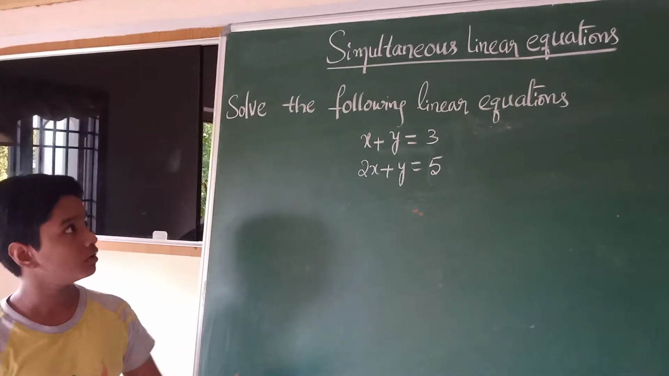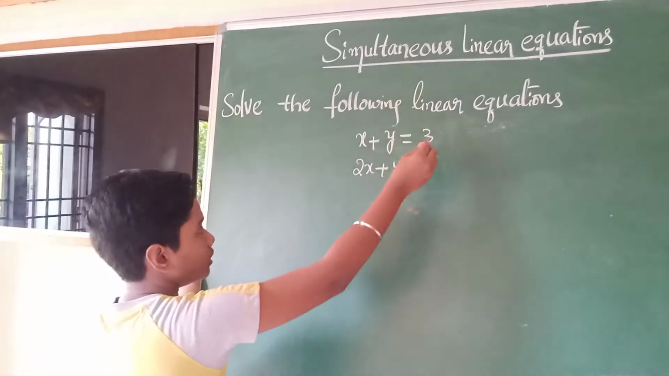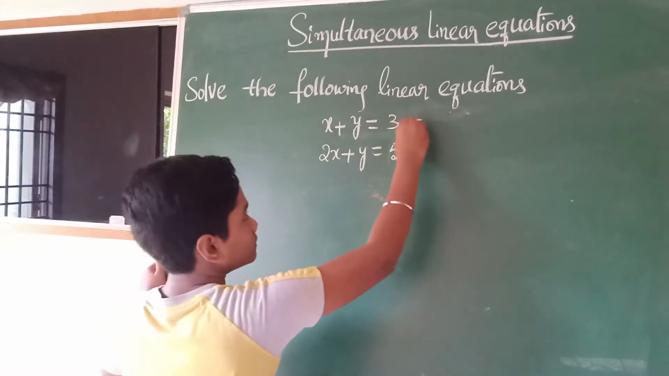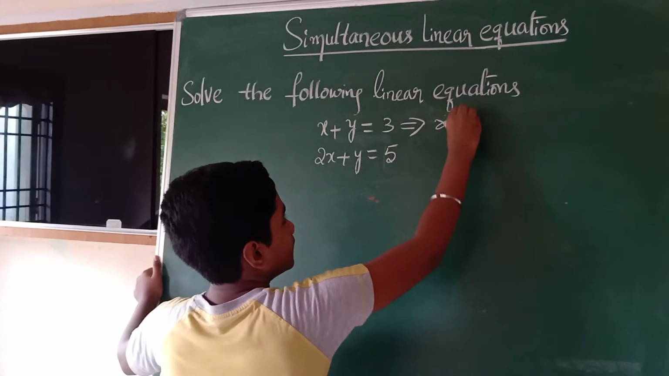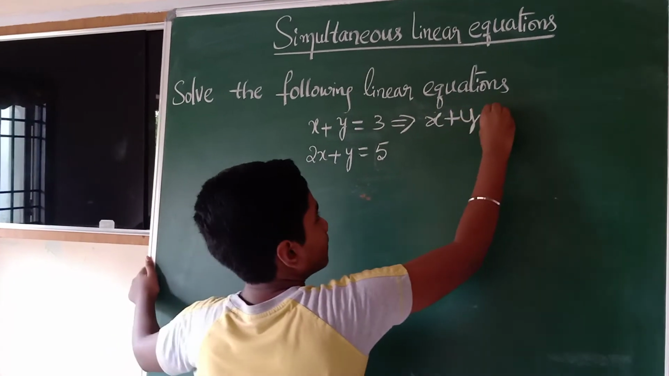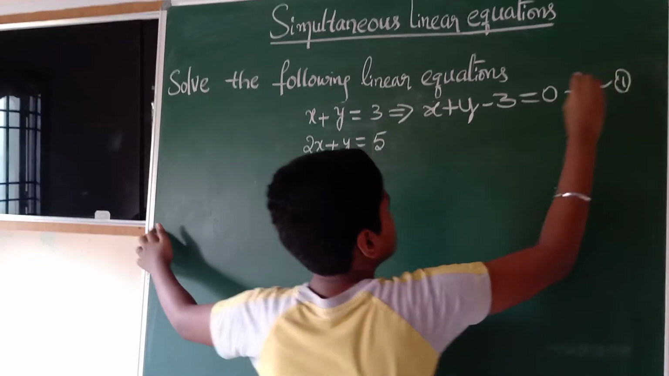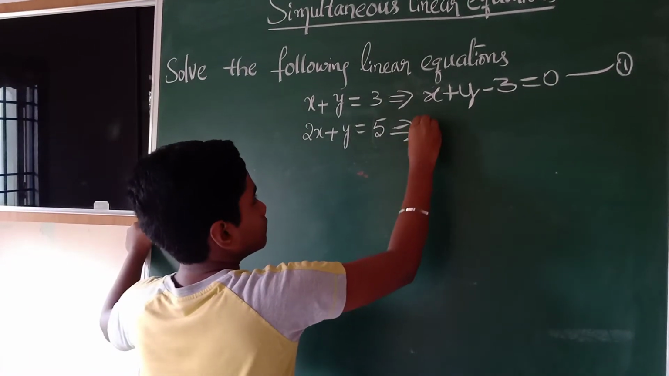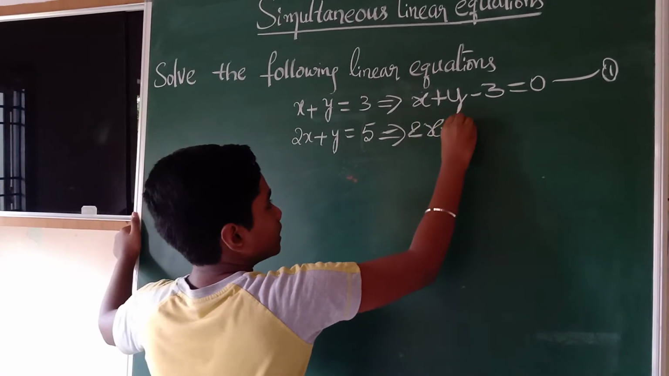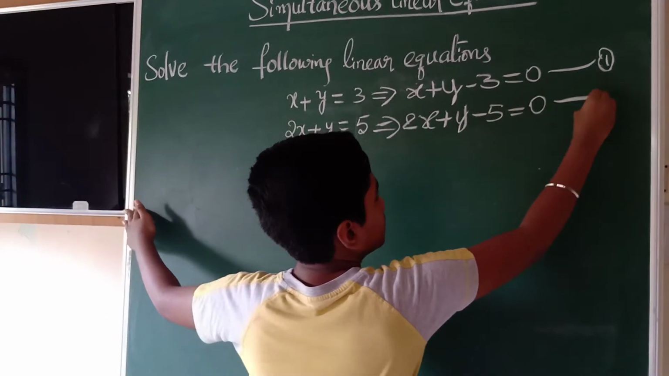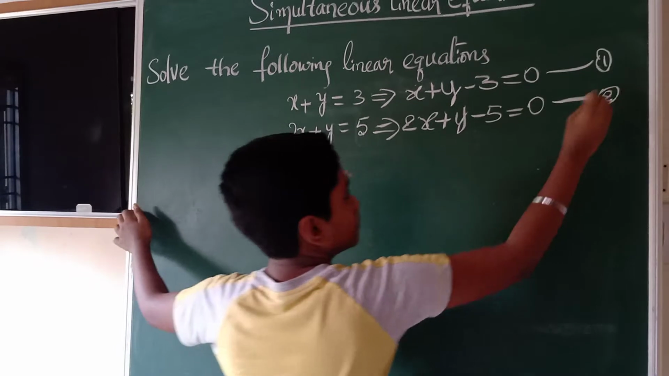Today I am going to solve linear equations. x plus y equal to 3, 2x plus y equal to 5. Write these equations as x plus y minus 3 equal to 0, take it as equation 1. 2x plus y minus 5 equal to 0, take it as equation 2.